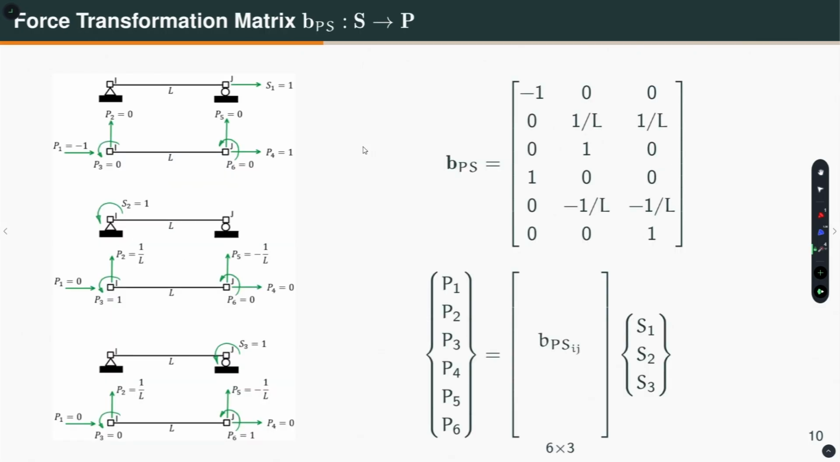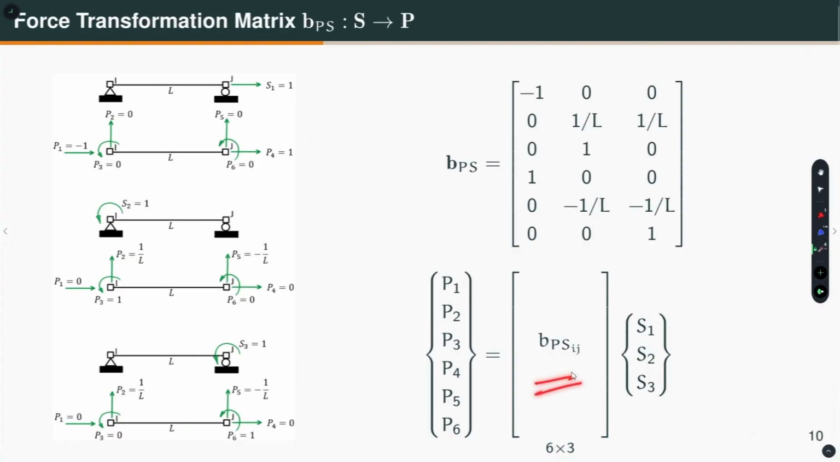Okay. So, now I am showing all of them together. This is applying S1, this is applying S2, this is applying S3, and this is the BPS matrix. Remember what we have done now, that if I know the forces in my deformation coordinates, I can get the forces in my local coordinates, okay, through this transformation matrix B sub P S.